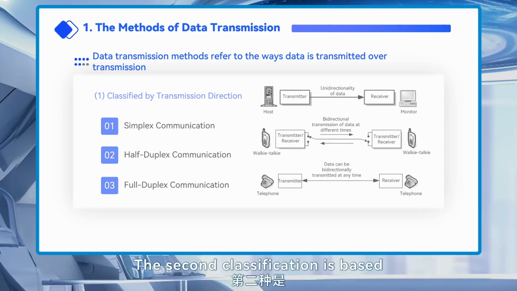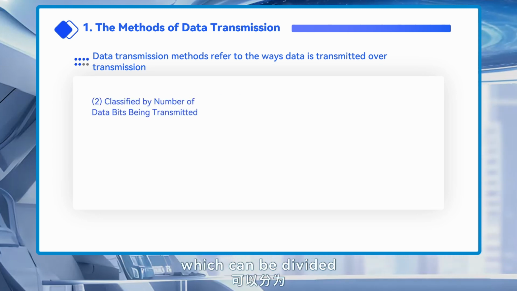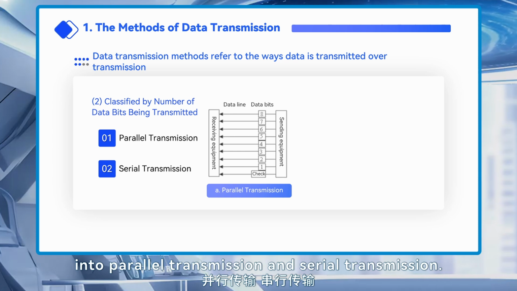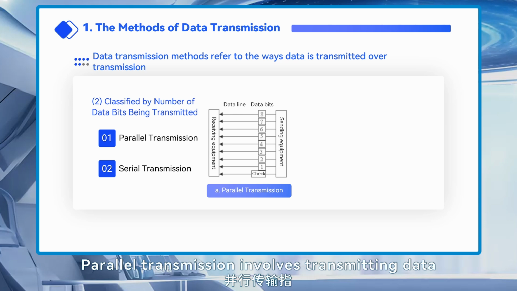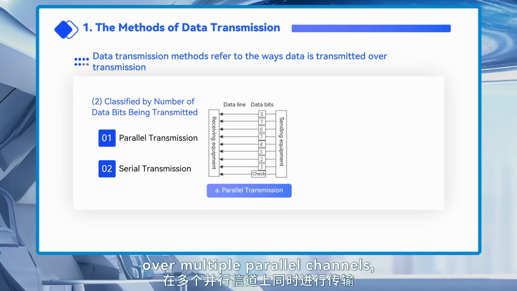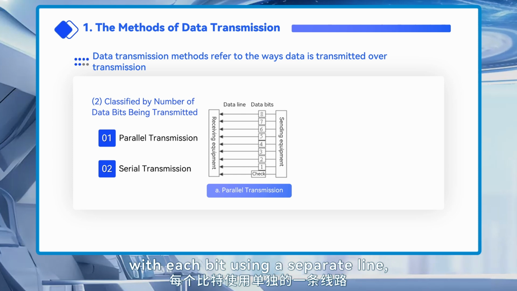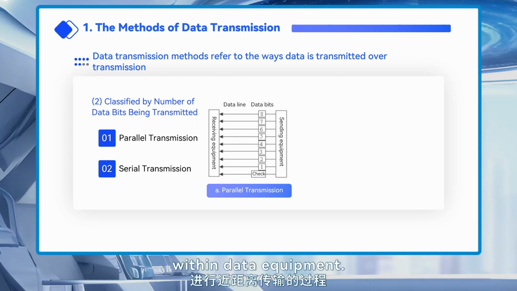The second classification is based on the number of data bits being transmitted, which can be divided into parallel transmission and serial transmission. Parallel transmission involves transmitting data in groups simultaneously over multiple parallel channels, with each bit using a separate line, typically for short-distance transmission within data equipment.